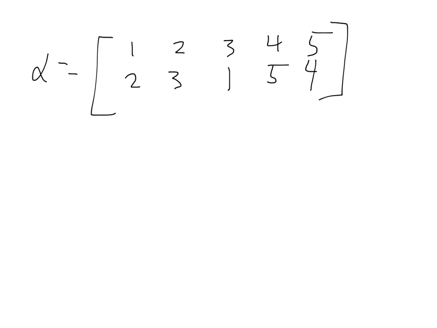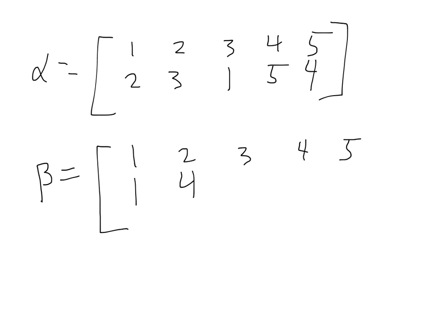Alright, so I want to talk about composition of permutations, and in order to do that I need to have some other permutation. So I'm going to create another permutation, say beta. Beta is going to be the permutation that takes, let's define it in block form, 1 to 1, 2 to 4, 3 to 2, 4 to 3, and 5 to 5.